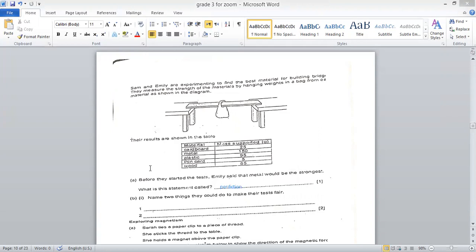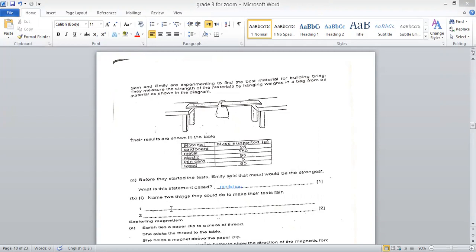Name two things they could do to make their test fair. So let's see, first, what is the factor they changed in the investigation? They changed the type of materials. They used different types of materials. So the rest of the factors should be kept the same to make my test fair.